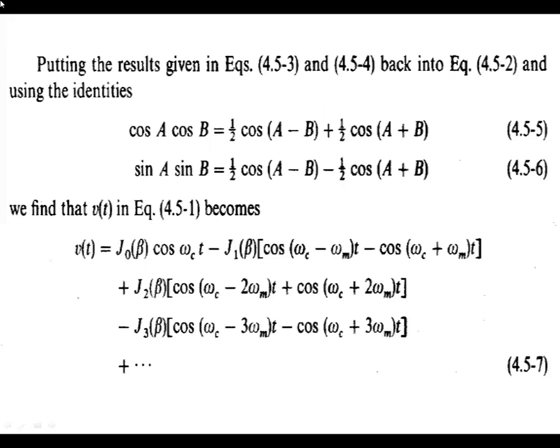The Bessel function gives a mathematical equation, using the identities cos A cos B equals 1/2 cos(A minus B) plus 1/2 cos(A plus B), and sin A sin B equals 1/2 cos(A minus B) minus 1/2 cos(A plus B). So you have to use these trigonometrical identities and then apply them to this equation.